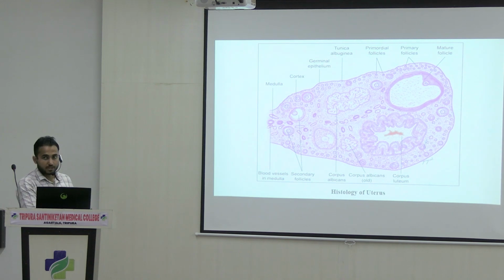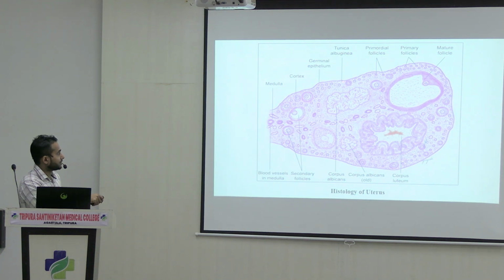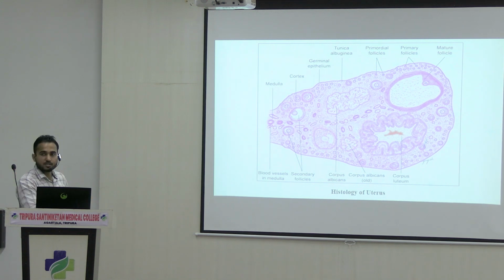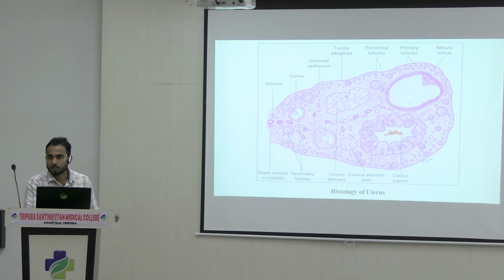Now here is the diagram. I have already shown you the diagram. In the diagram, first you can see the germinal epithelium. Below that, the tunica albuginea can be seen. Next to that, you can see the cortex. In the cortex, different types of cells are present. These are the follicles at different stages of development, and we have divided the different stages of development and seen what the different types of cells present are.